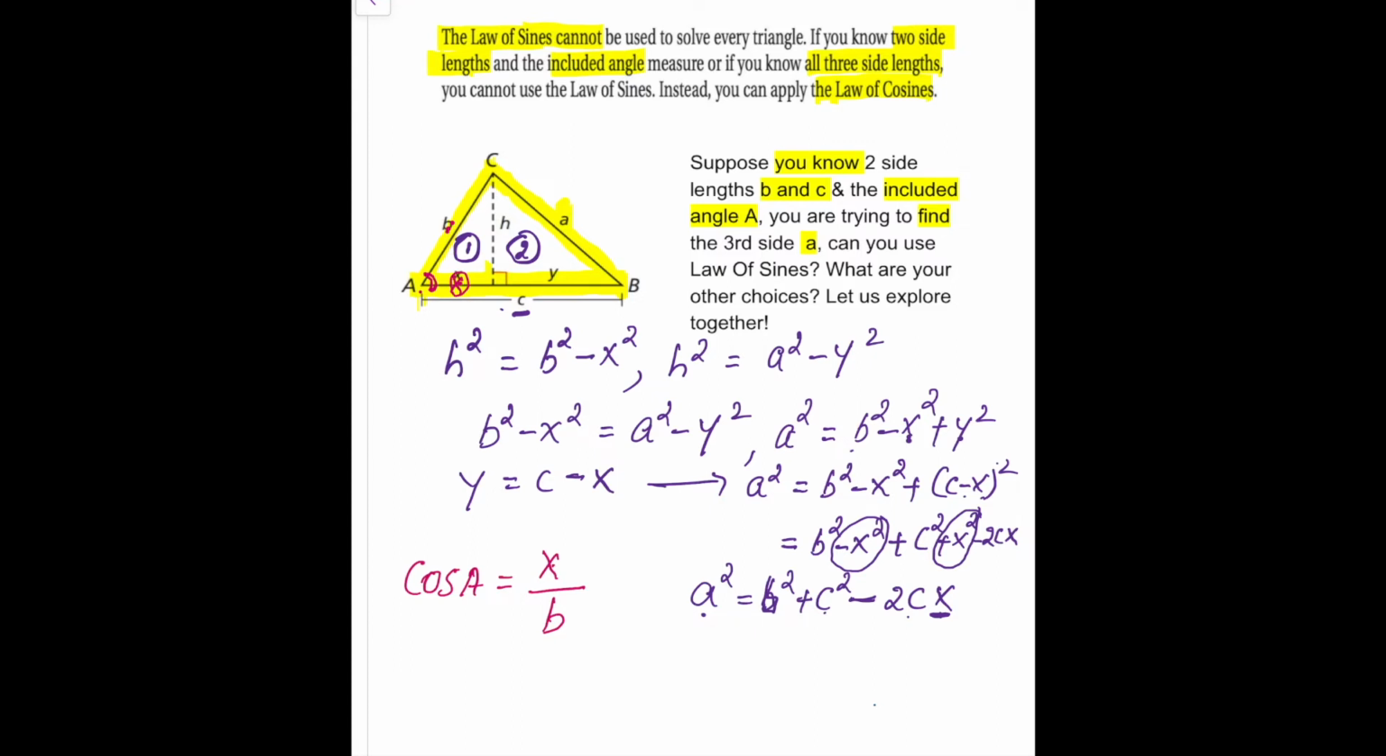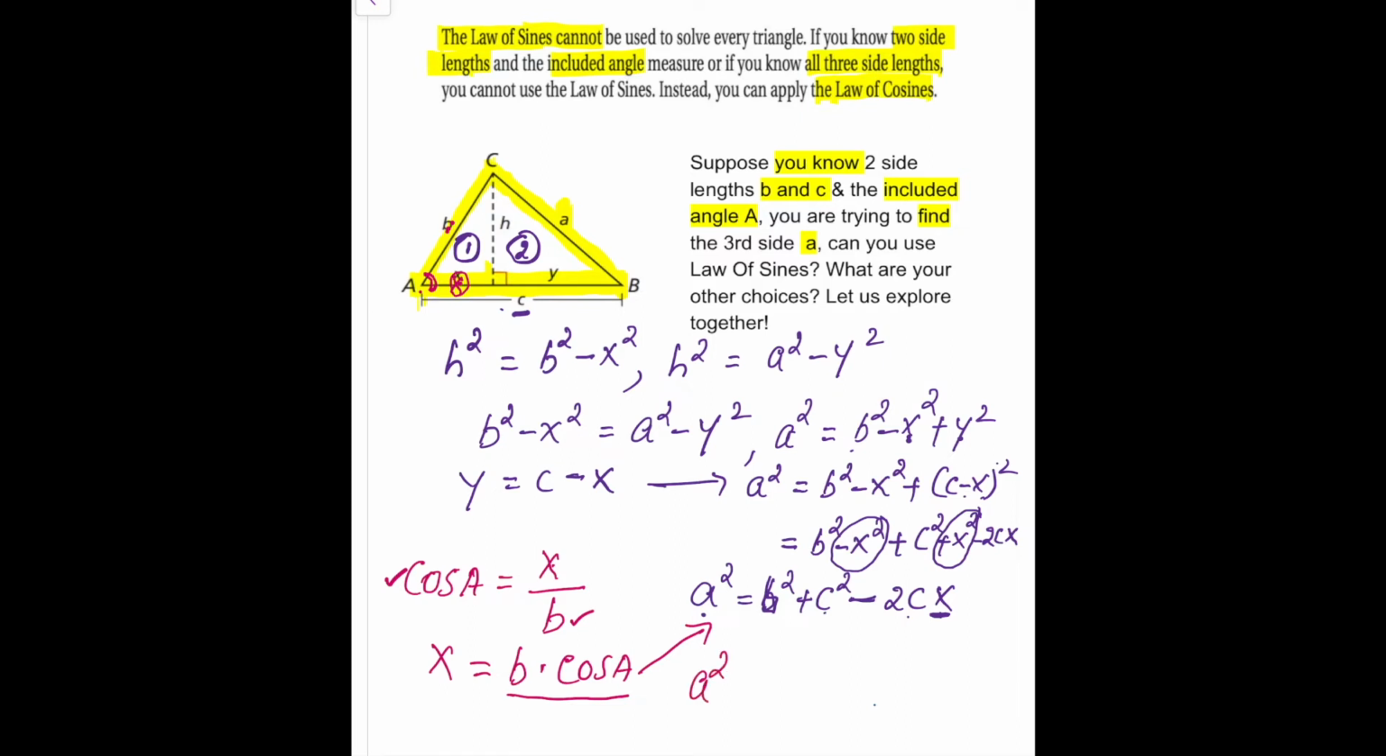Now let's see. I know cosine A. I can find cosine A because I know angle A and I know B. So x will be equal to B times cosine A. So we connected the unknown x with the known quantities B and angle A.